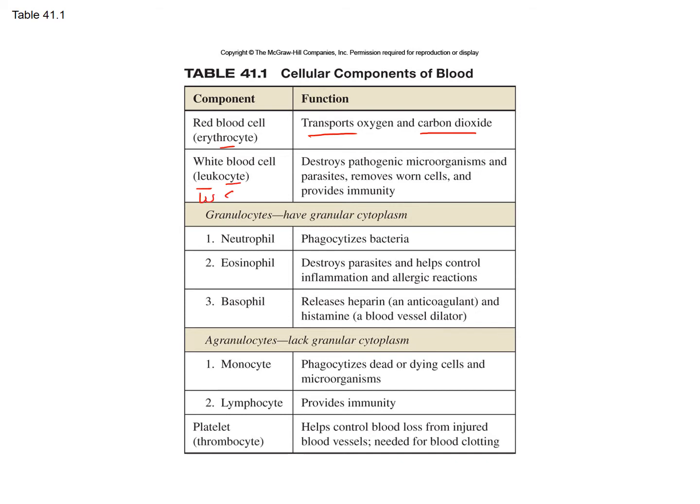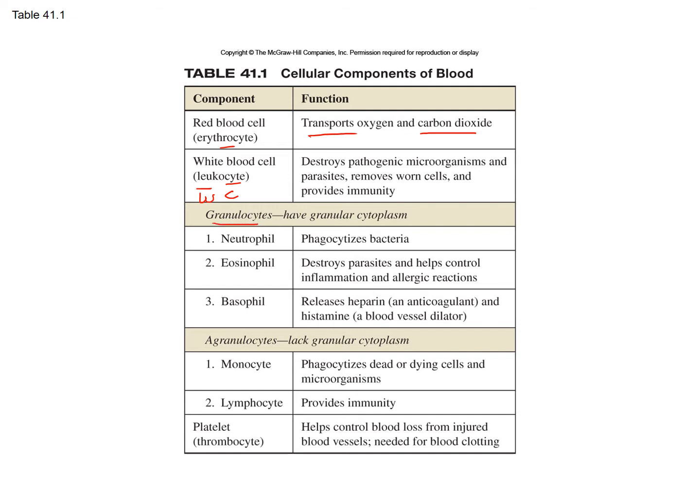The other component will be the white blood cell, which is leukocytes. Leuko means white, cyte means cell. And this is actually your immune system. These are the cells that defend your body against bacteria, viruses, etc. So it destroys pathogenic microorganisms and parasites, removes worn cells and provides immunity.